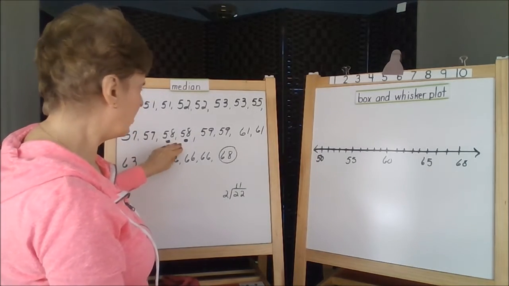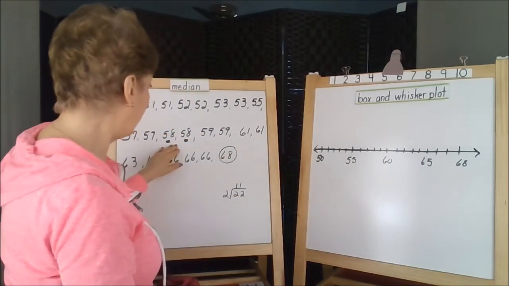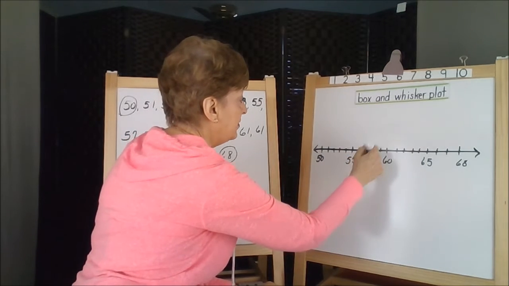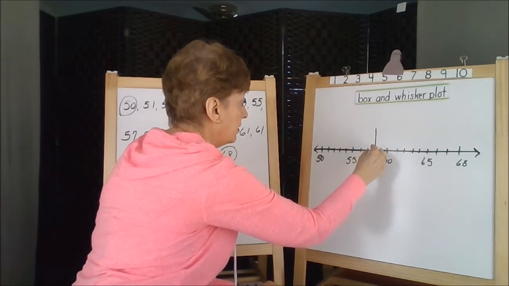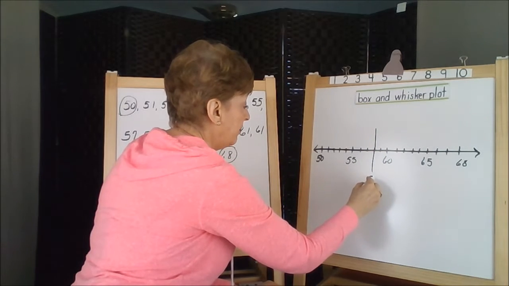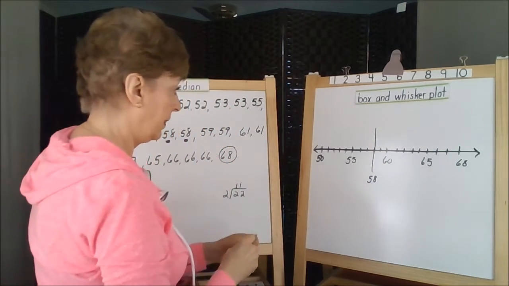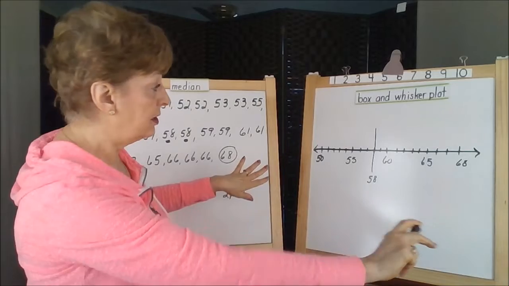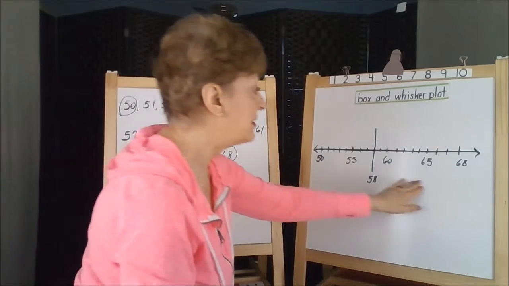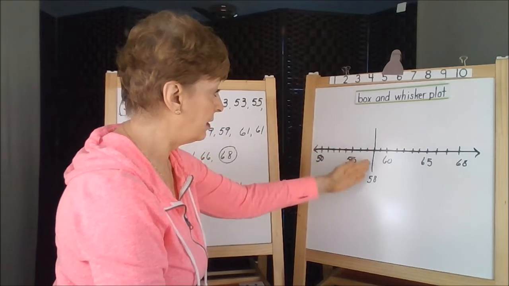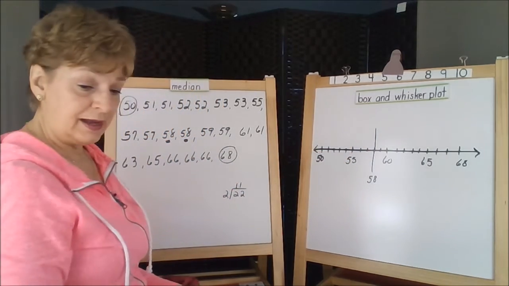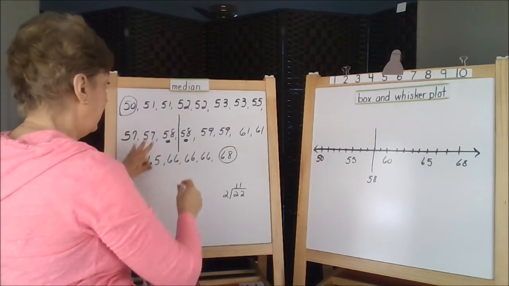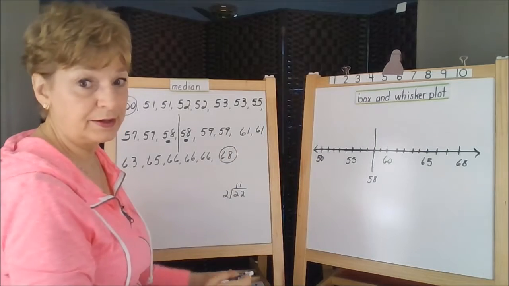So on our box and whisker, we're going to find 58. So here's 55, 56, 57, 58, and just draw a line. This is the middle at 58. This now divides our data into two separate sections, the first half of it and the second half of it. That is the middle line. Coming back here, our data was right there, divided the first part of it from the last part.